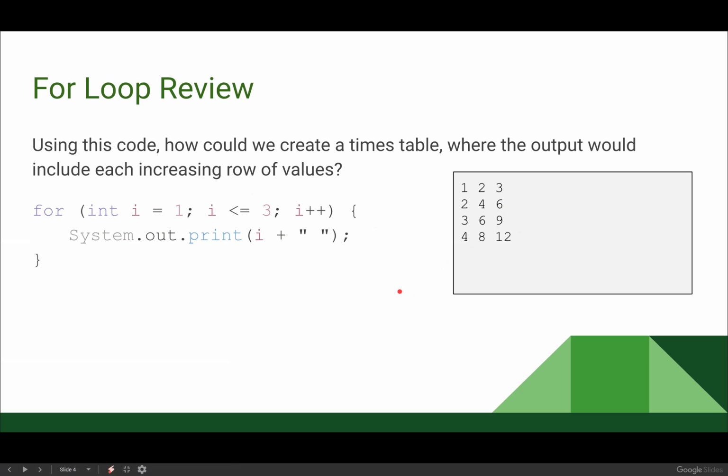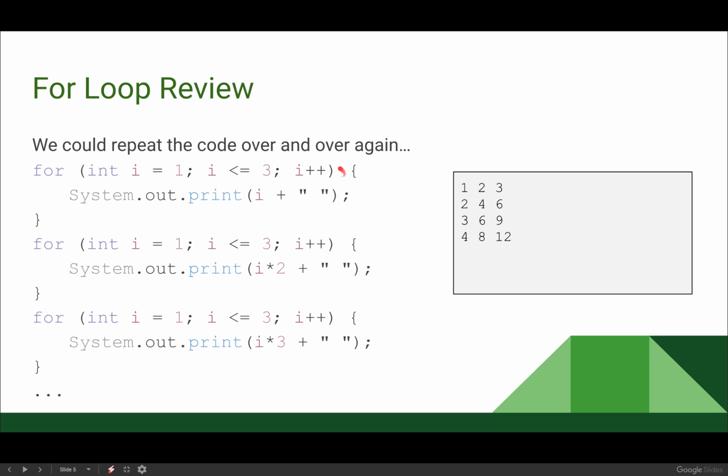So using this code, how could we create a times table where the output in each row includes an increasing row of values? So we have 1, 2, 3, and then 2, 4, 6, 3, 6, 9, and then 4, 8, and 12. One way we could do this would be just to copy our code over and over again, but that's horrible and inefficient. And also, if you're copying and pasting code like this, you can probably use a loop to do it. And if we look, we're multiplying by an increasing number each time.